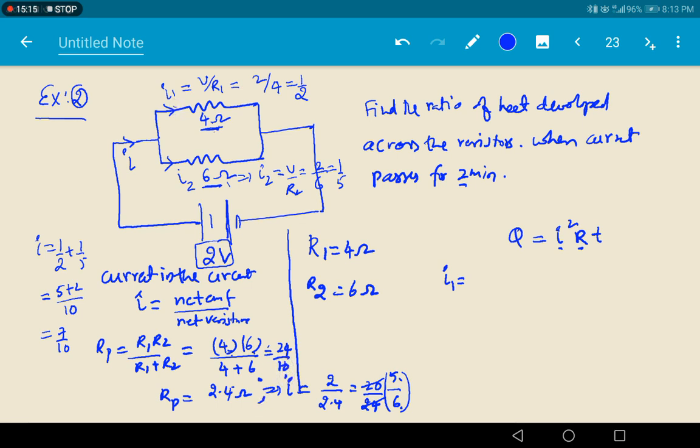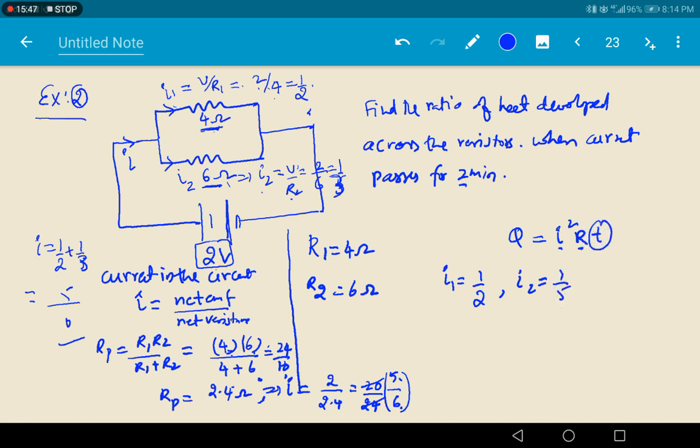I1 is equals to V by R1. V by R1 is 1 by 2. I2 is equals to V by R2. Sorry, 1 by 3 this is. So we can get, so 6 by 5, correct. So now we can get the answer. I1 as 1 by 2, I2 as 1 by 5.